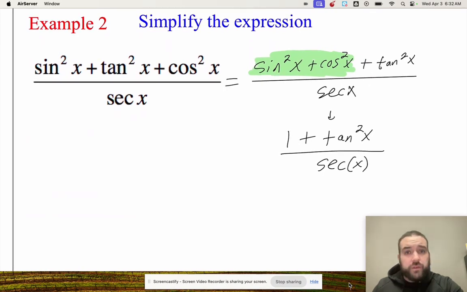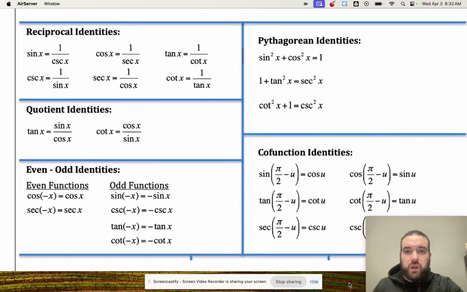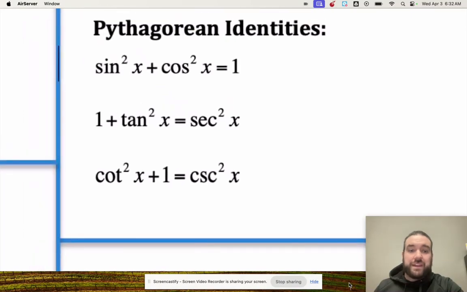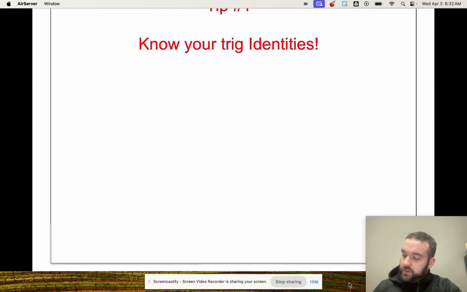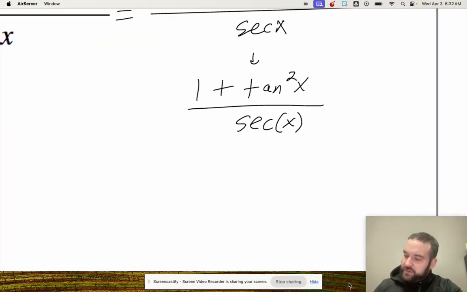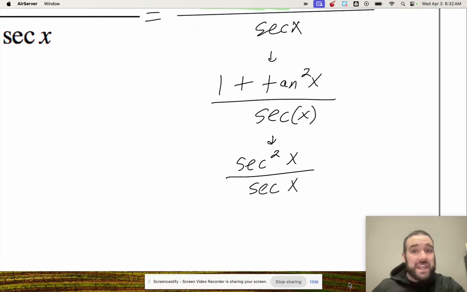And now the numerator is 1 plus tangent squared, which feels like it's not super helpful. But if we look, our second Pythagorean identity is 1 plus tangent squared is actually the same as secant squared. So that means I can come back down here and I can call this secant squared over secant. And secant squared just means it's secant multiplied by secant.